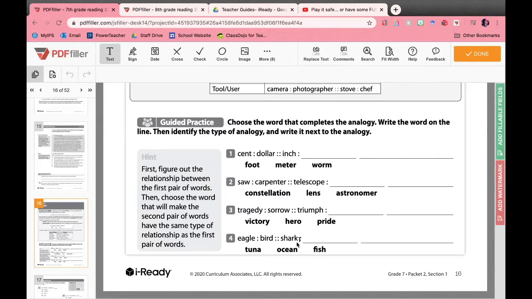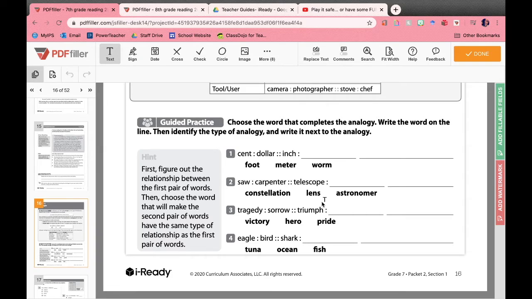Okay, 7th grade, so now we're going to take a look at the bottom of page 16, and we're going to do this practice together. And then you guys are going to do 17, 18, and 19 on your own. 18 and 19 are just a review over summary. So let's just hop right into this practice here. It says, choose the word that completes the analogy. Write the word on the line, then identify the type of analogy and write it next to the analogy.